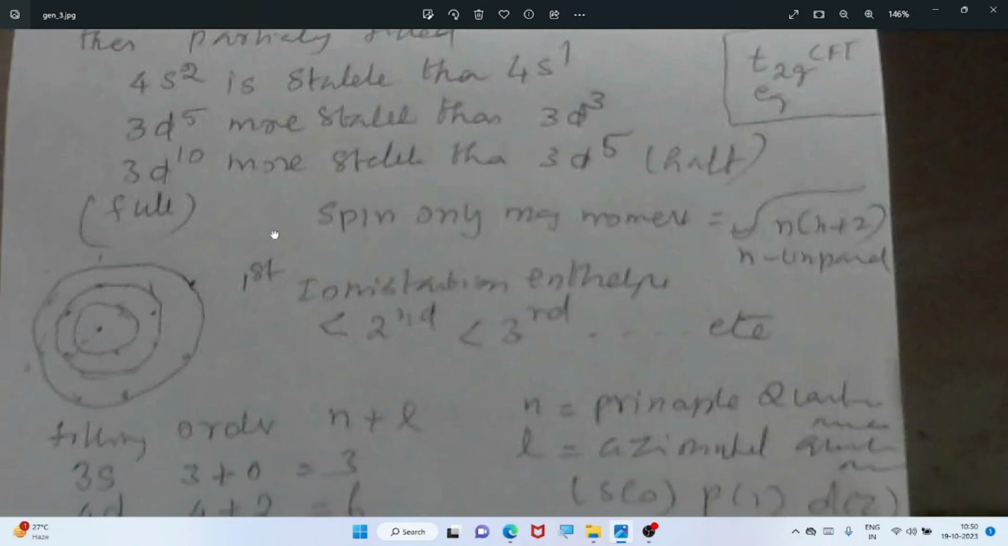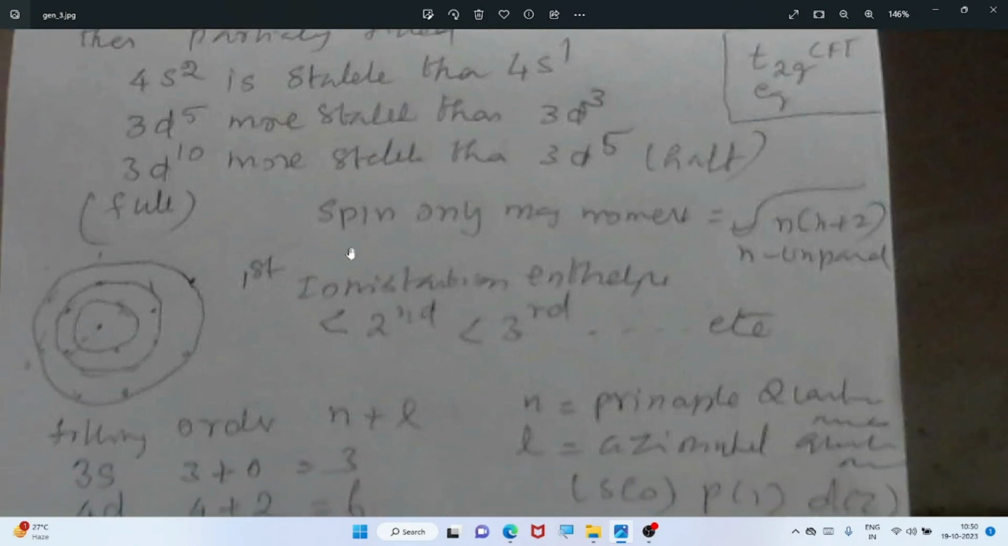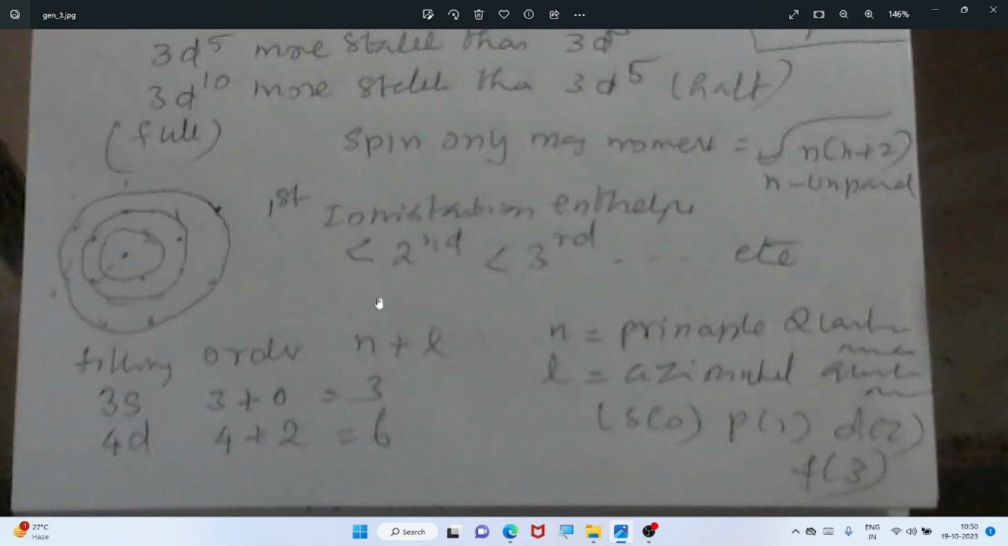So the magnetic moment of the substance, the spin only magnetic moment, is based on the unpaired electrons. The spin only magnetic moment is the square root of n into n plus 2. So we have the orbital contribution also in some of the compounds.